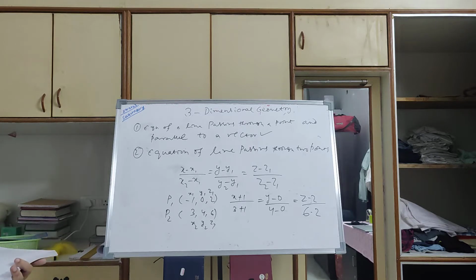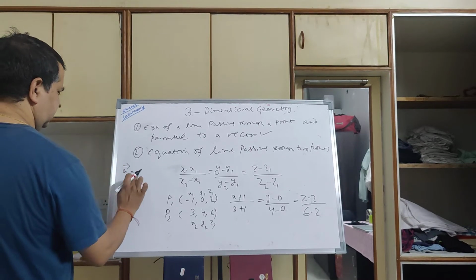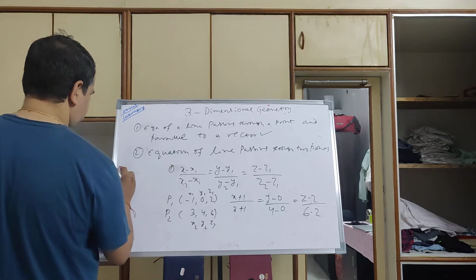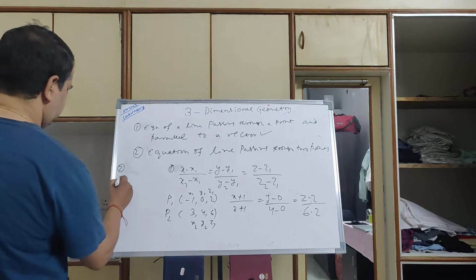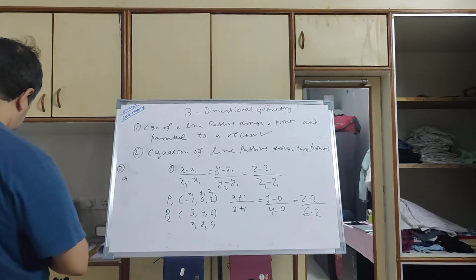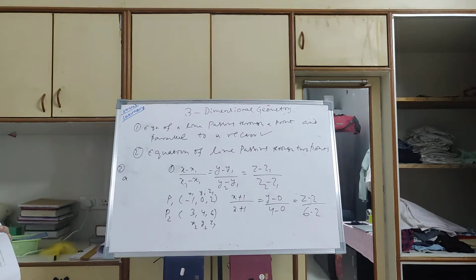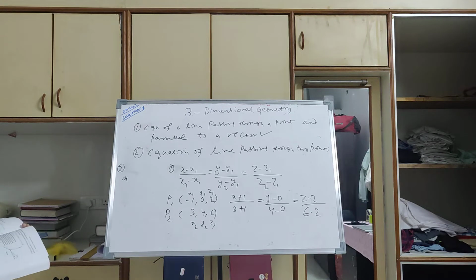Another numerical: let A and B be the position vectors of points A and B. This is numerical 1 and this is numerical 2. They are saying, find the vector equation of a line passing through these 2 points. What we have done so far is the Cartesian form. So how do we convert that, how do we find the vector equation?